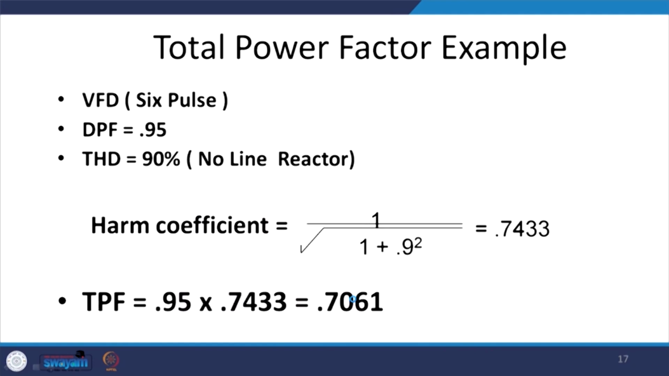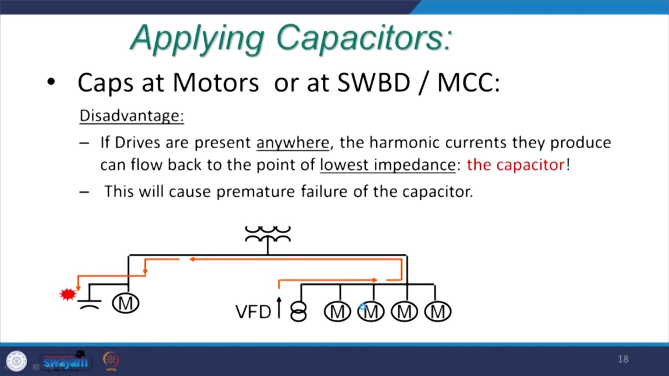Now, for the variable frequency drive, the VFD, the displacement power factor is 0.9, and for the THD maybe 90%, the harmonic coefficient you can calculate will be 0.743. Thus, you multiply, and the effective power factor or the total power factor will be 0.7061.